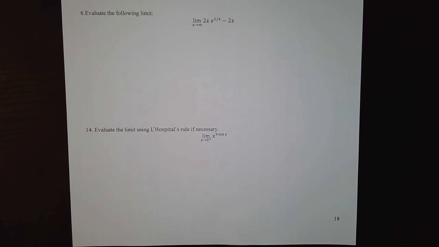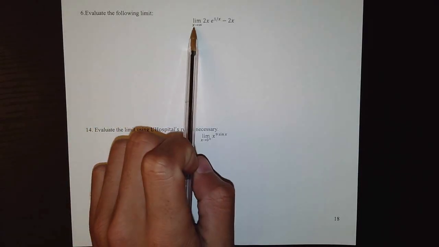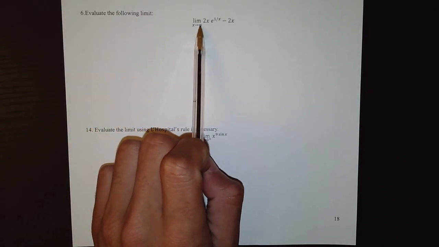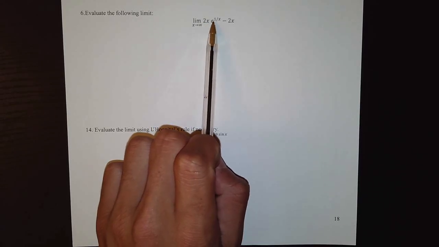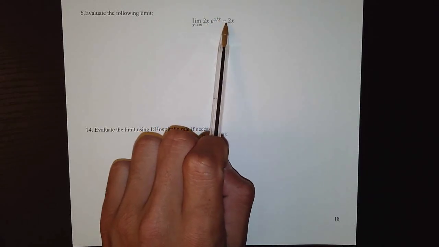Problem number 6 says evaluate the following limit. We're given the limit as x approaches infinity of the quantity 2x times e to the power of 1 divided by x, minus 2x.